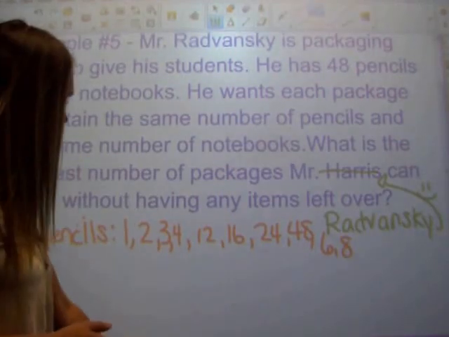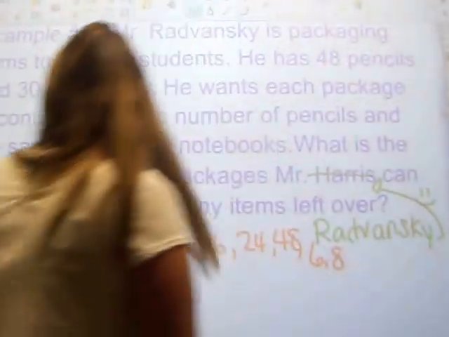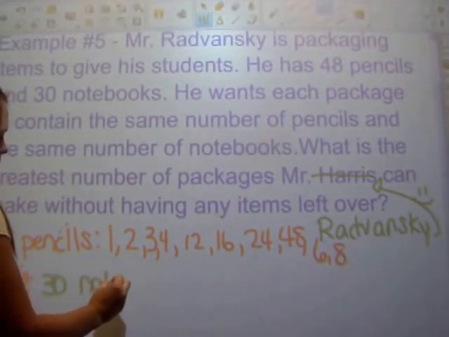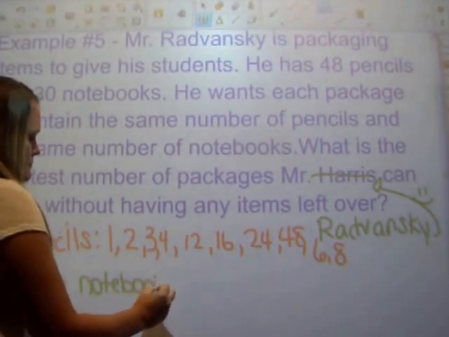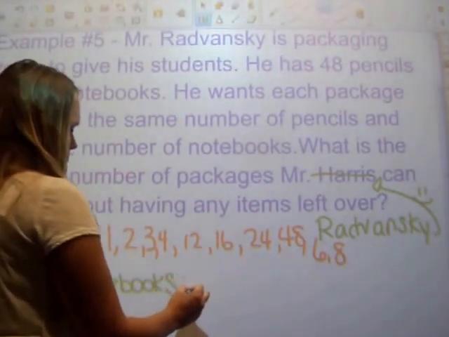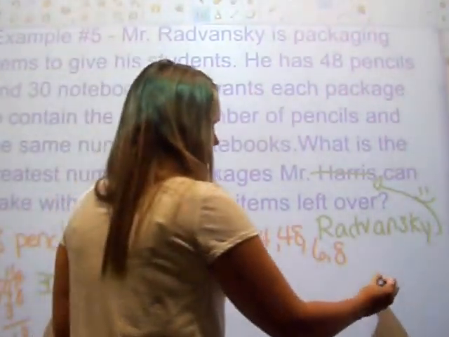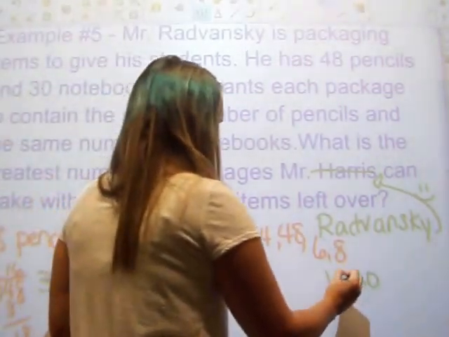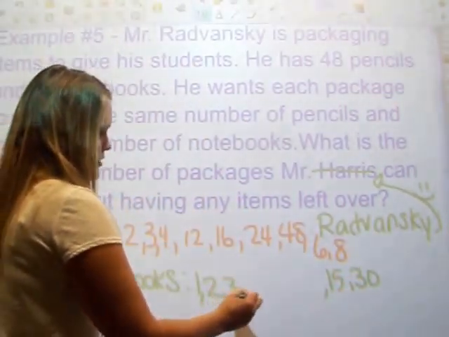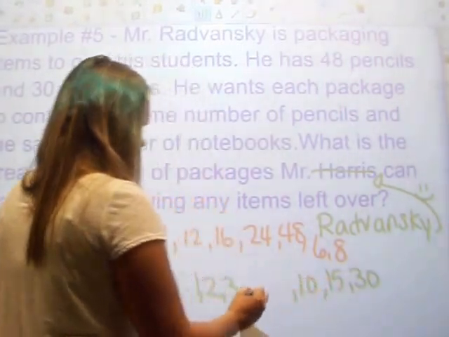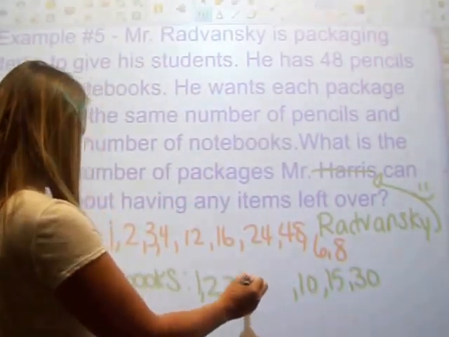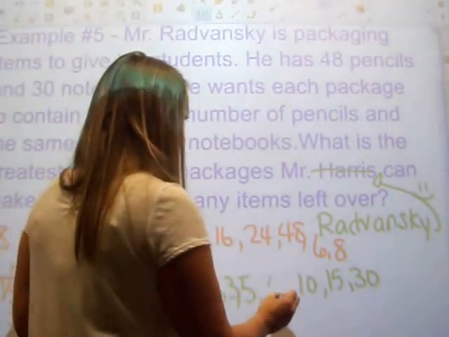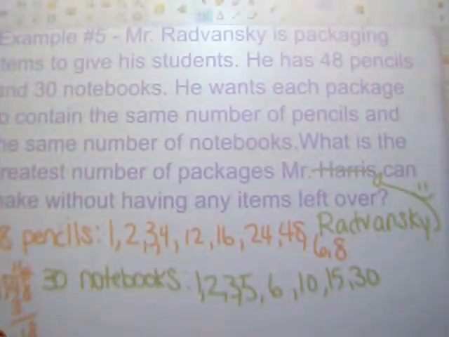So let's see how many ways the notebooks can be divided evenly. I have 30 notebooks. So you could have one group of 30, two groups of 15, three groups of 10, 4 doesn't work, and then 5 groups of 6, and I have all of the factor pairs.